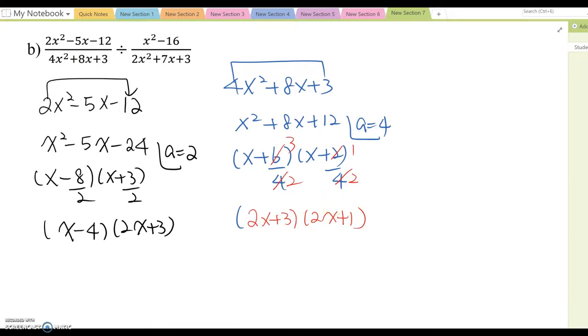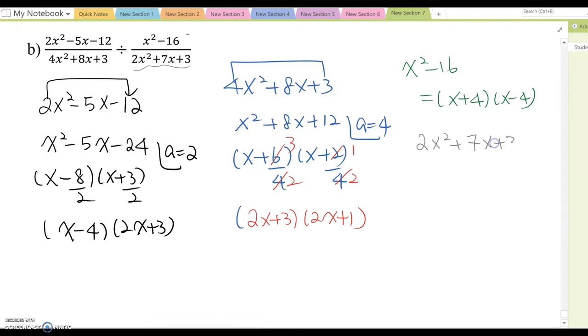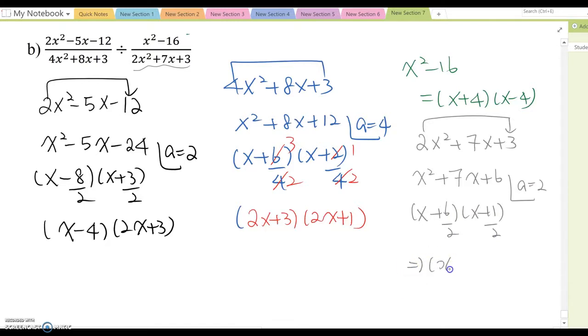Now the third one, this part, x squared minus 16, which means x plus 4 and x minus 4. And then the last one, which is this one, 2x squared plus 7x plus 3. So you multiply that, then it becomes x squared plus 7x plus 6 and a equals 2. Then x plus 6, x plus 1, and don't forget to divide by 2. Then this becomes x plus 3 and 2x plus 1.